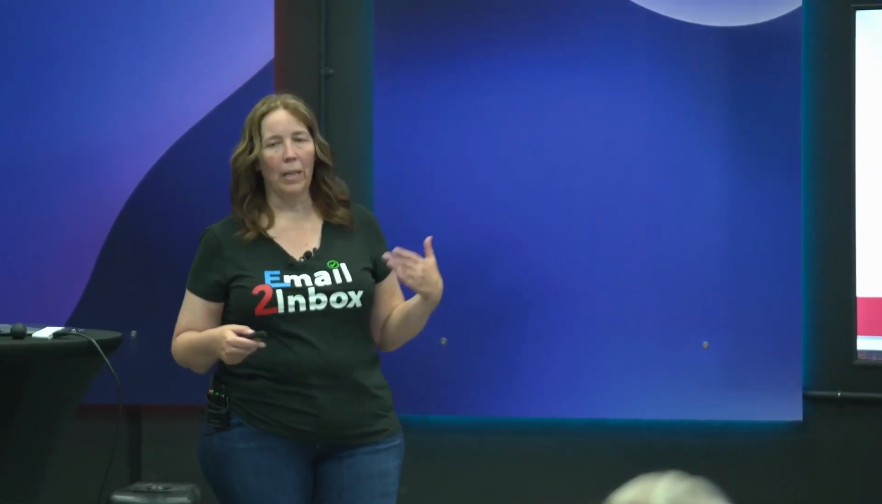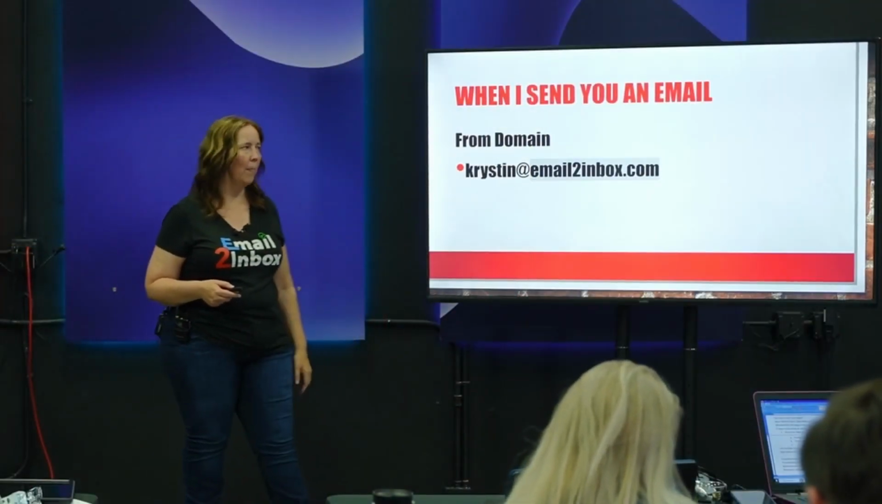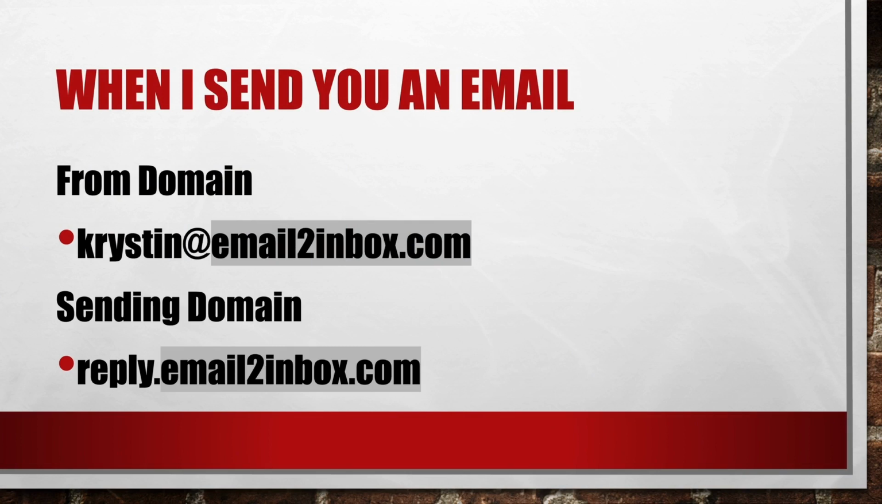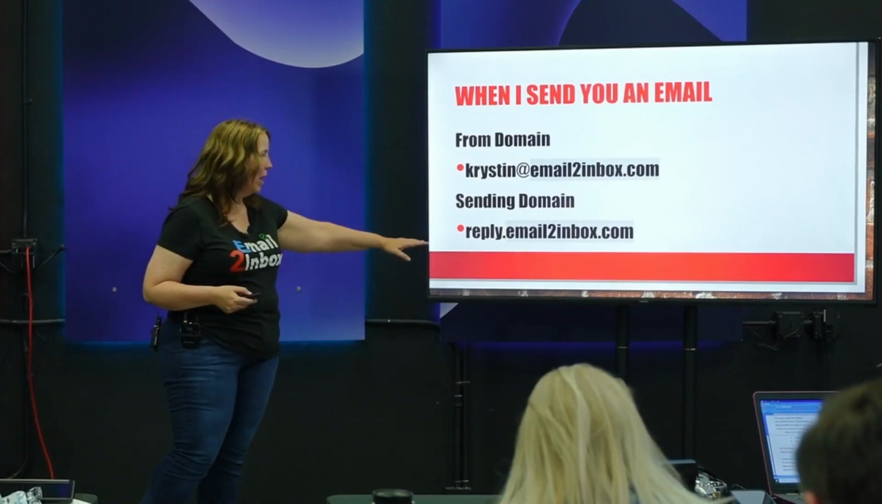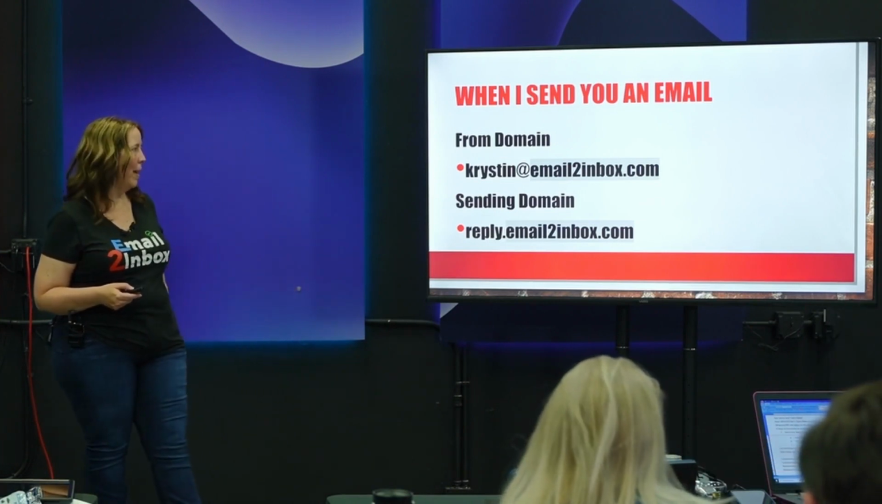So my email address is Kristen at, and then there's my domain, emailtoinbox.com. That's my from domain on the front end. That's how I like to present myself. I'm Kristen, your Huckleberry, if you guys have seen my emails. Kristen at emailtoinbox.com, right? And then there's a sending domain on the back end, which I control because it's my Mailgun account and I created that thing for me. So I'm using reply dot emailtoinbox.com as one of my subdomains on the back end.